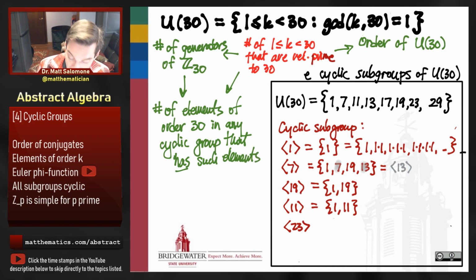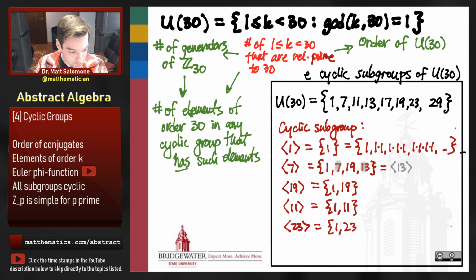Right, so if my cyclic group has any element of order 30 at all, it will have phi of 30, or it will have 8 of them, because each one of them is going to generate a cyclic subgroup that is the same as the additive group Z_30. Okay, so if we look at, for example, U_30, we might ask a question like, is U_30 itself a cyclic group? Is there any one of these numbers that is capable of generating the entirety of the group? And so let's think about 23.